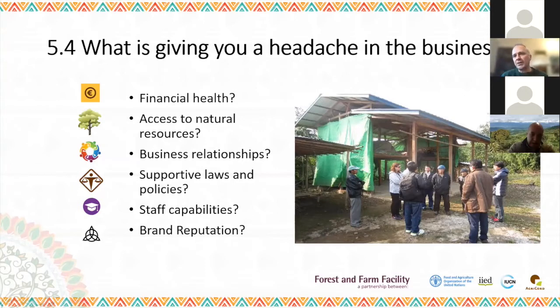Secondly, there's the whole area of natural resources. Do you have enough forest to produce the rattan that you might want to produce for the market? Is it being sustainably harvested? Do you need to have a nursery for producing the plants to make sure that community members are enriching the forest with this rattan? So access to natural resources is a key set of questions you need to ask.